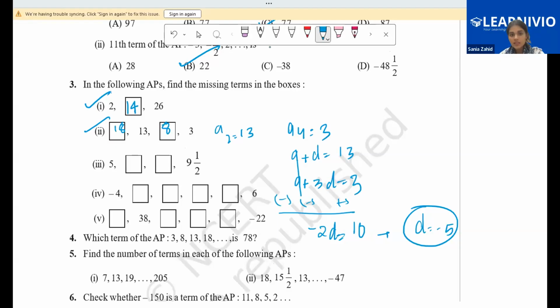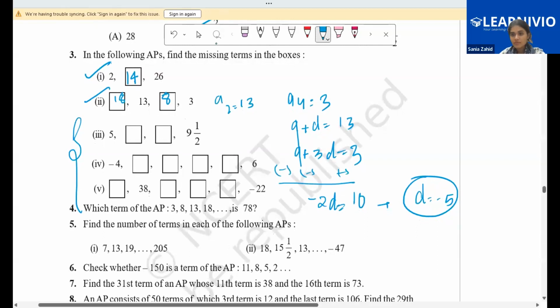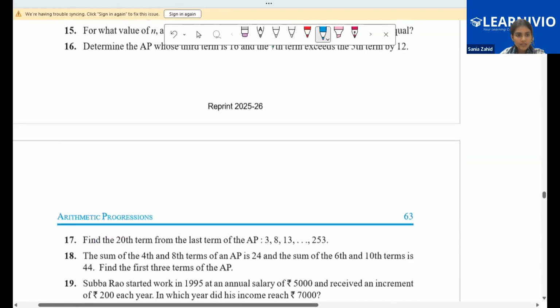So these questions are easy now. Again, here you will form two equations. A1 is 5, so A plus D is 5. Then A plus 3D is 9 and a half, that's 19 by 2. Yeah, that's how you will form this equation also. So can you do all these three questions? Let me see how big the exercise is.